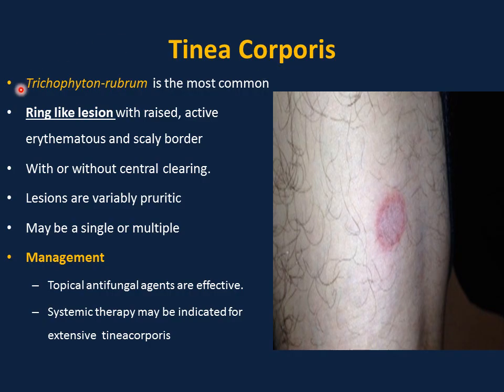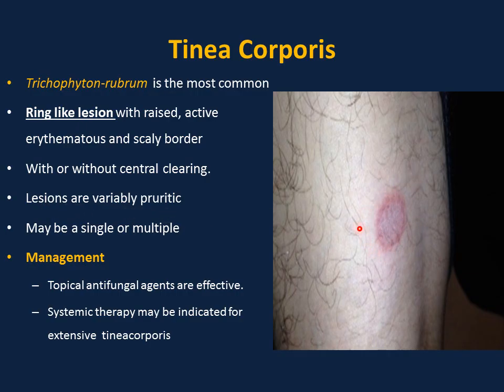Tinea corporis. Tinea corporis caused by Trichophyton rubrum is the most common. It is a ring-like lesion. This is the key here. Tinea corporis is a ring-like lesion with a raised, active erythematous and scaly border. So here you will see the border is more reddish and raised above the level of the skin, with or without central clearing. The lesion is slightly pruritic, but sometimes not pruritic.